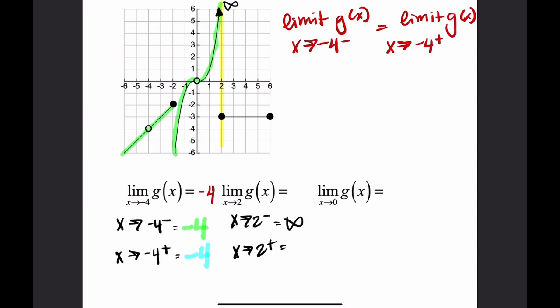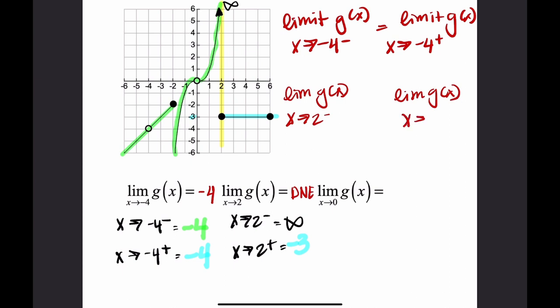And from the right side, I'm actually stopping at the y value of -3. So because infinity and -3 do not match up, I would say the limit does not exist. And my justification here is that the left side and the right side are not equal. All right, last one for this particular function.